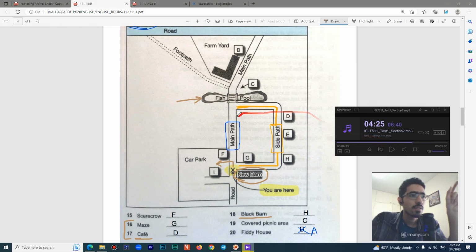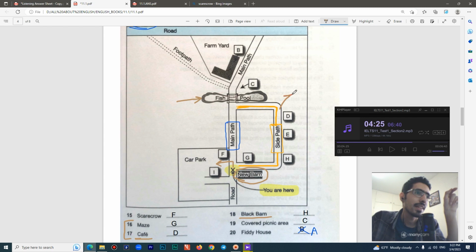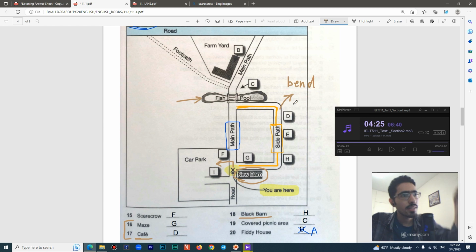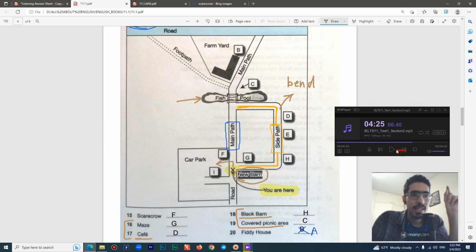The cafe is okay, so you go to the bridge. Before the bridge you turn right and you walk along the side path and the cafe is on the first bend. Bend means a kind of turn. So the first bend that you see, that's where the cafe is. So cafe is D. Now we have to look at black barn and covered picnic area.